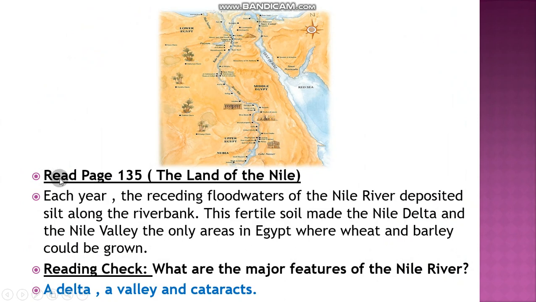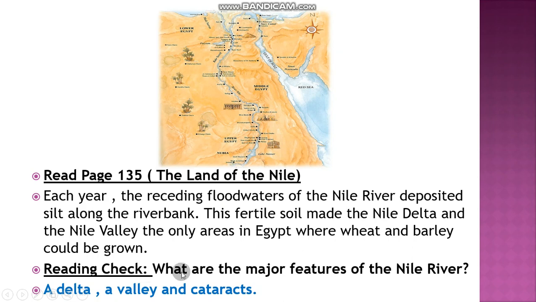So after you read page 135, which is about the land of the Nile, here's a summary of it. Each year, the receding floodwaters of the Nile River deposited silt along the river bank. This fertile soil made the Nile Delta and the Nile Valley the only areas in Egypt where wheat and barley could be grown.